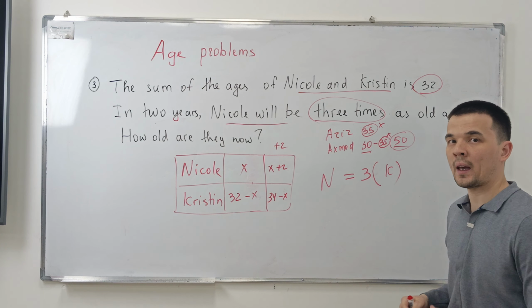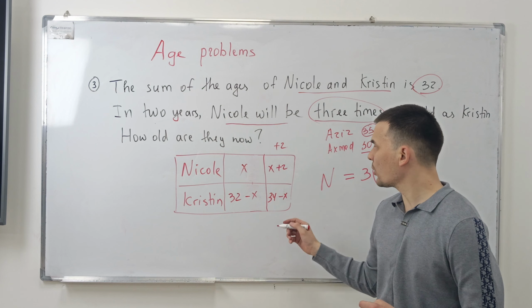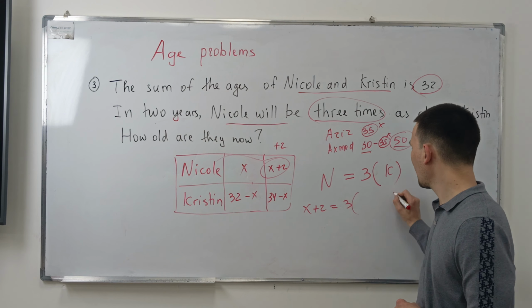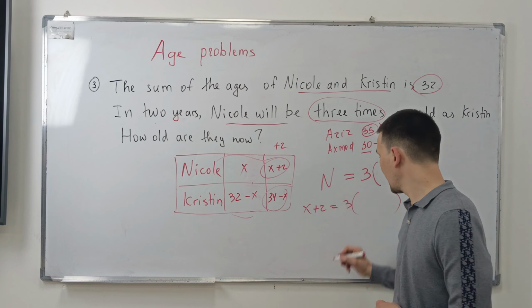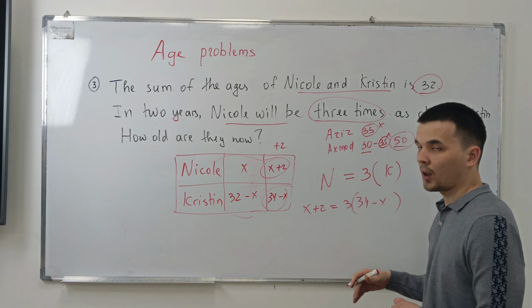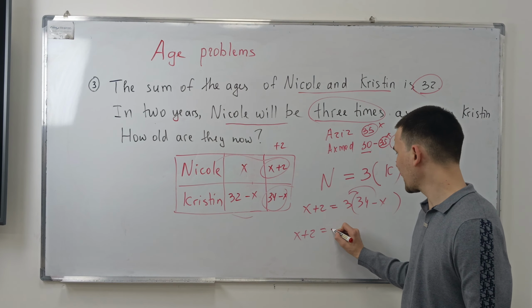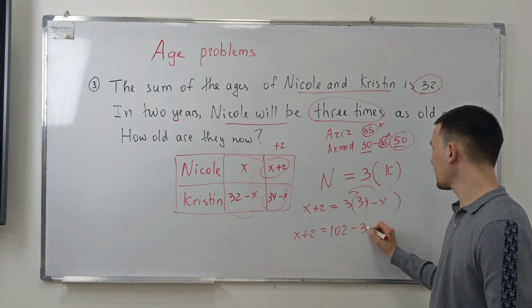This is the formula we have to organize. What is Nicole? Nicole is x plus 2, equals 3 times. What is Christine? Christine is 34 minus x. When you open it using the distributive property, you will have x plus 2 equals 102 minus 3x.